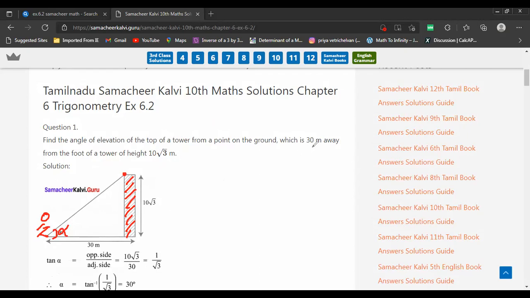And they said it is 30 meter away from the foot of a tower. From the foot of the tower, you are standing 30 meter away. And the height of the tower is 10 root 3 meter. The total height of the tower is 10 root 3 meter. So now we are going to find the value of alpha.